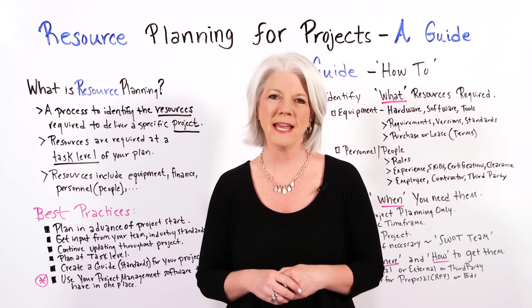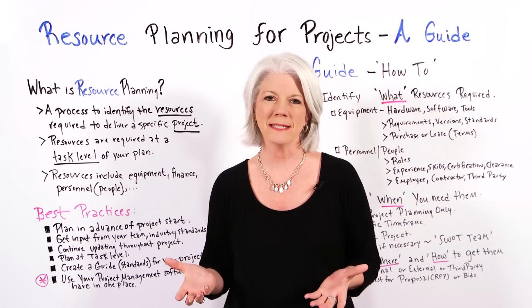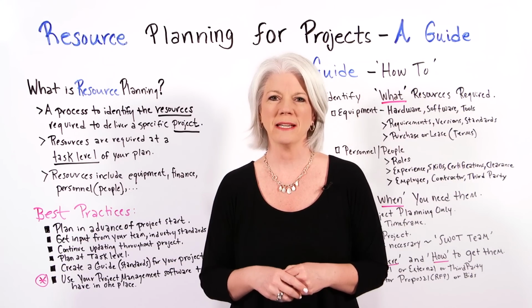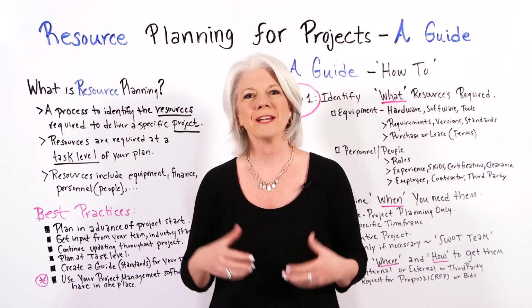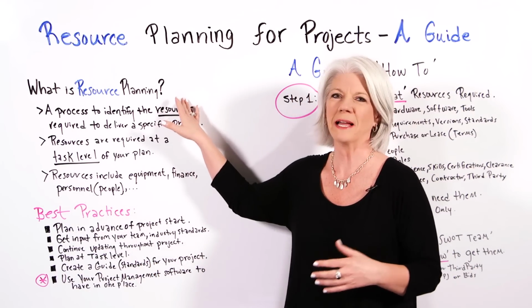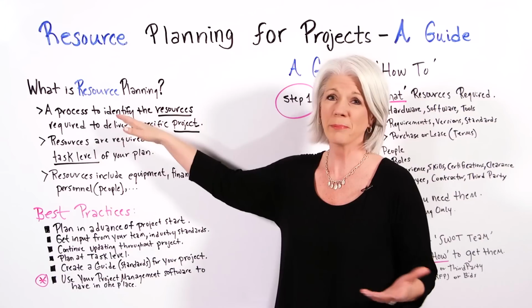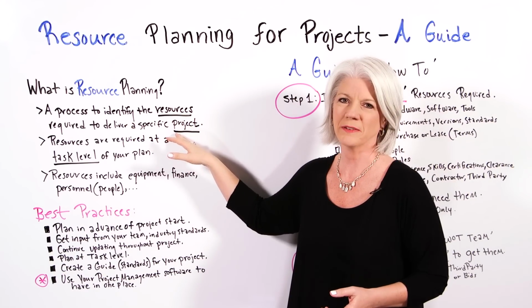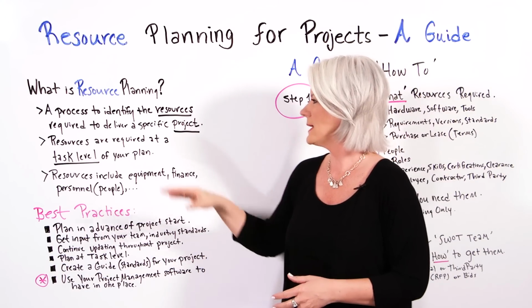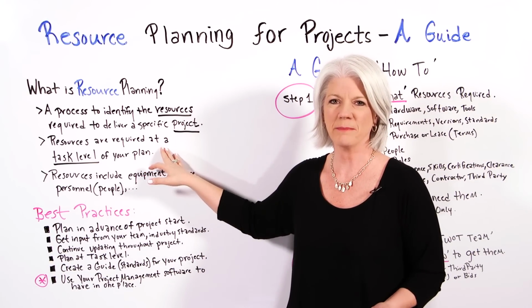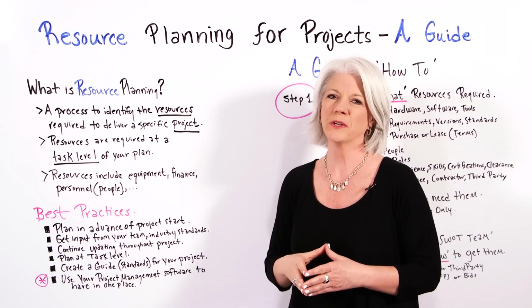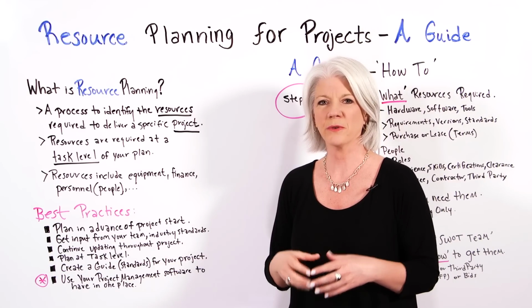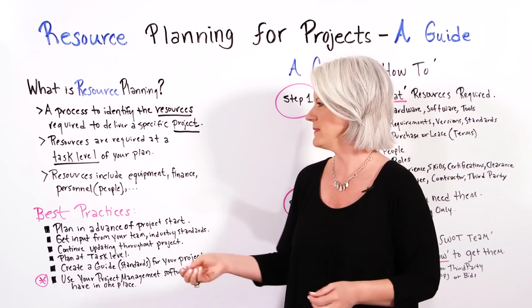I want to take time today to explain what it really is and provide some best practices along with 3 simple steps to get you going on how to. So first of all, let's look at what resource planning really is. It's really a process that you go through to identify the resources required to deliver your specific project. It's also done at a task level of your plan because at the task level, that's where you do have people completing that task and you may need some other resources for that specific task.